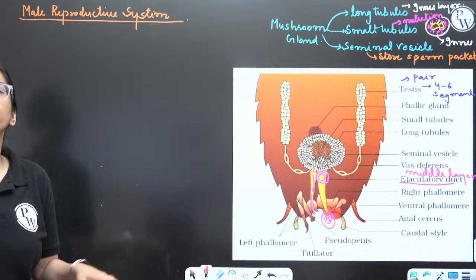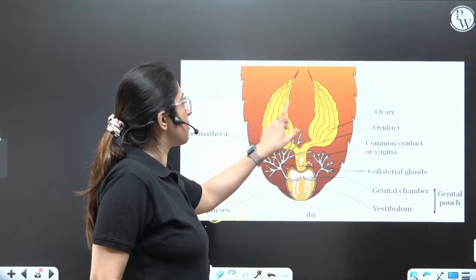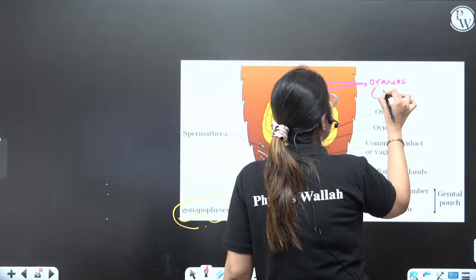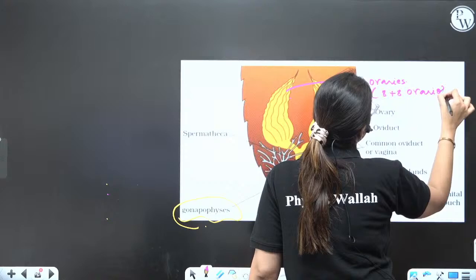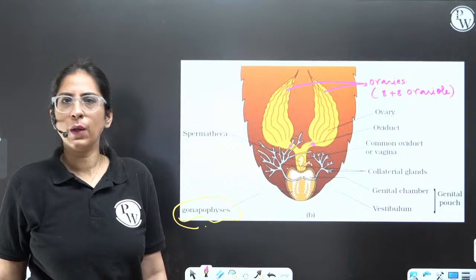Okay. Now moving on to the next, that is the female reproductive system. Here you will see the ovaries are present. These are the ovaries. So in the ovaries, what will you see? Ovarioles. 8 plus 8: 8 ovarioles on this side and 8 ovarioles on this side. Clear? What will they secrete? Ova, egg. Now the egg will come here. What is this? Oviduct. Everything will enter into the common oviduct or vagina.